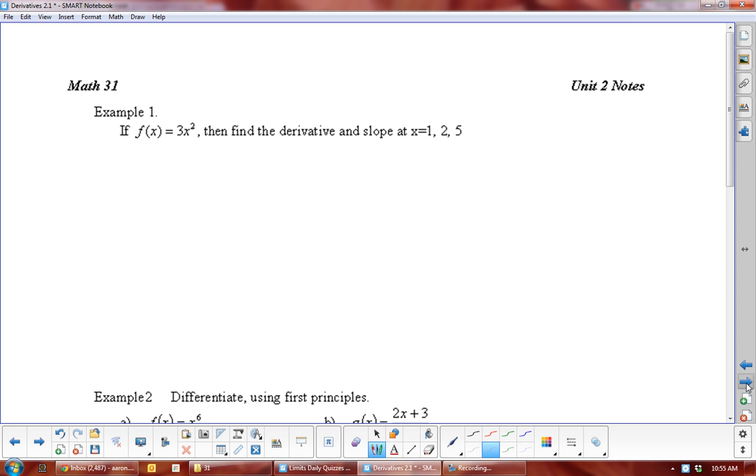So here is a nice example just to start some off. Now, we've got f of x or y equals 3x squared. It says find the slope at 1, 2, 5, and I also want to change this to -1, -2, and -5. Sometimes it's nice when you're starting these off just to have a visual of what this is. Okay, so it's a bit steeper than y equals x squared, but this is what y equals 3x squared looks like.